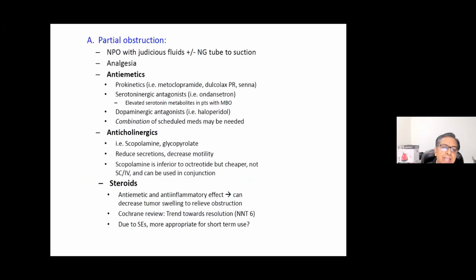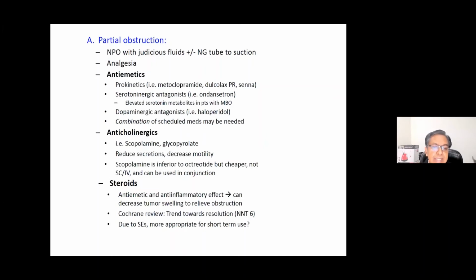In case it is a partial obstruction, some amount of NPO with judicious fluids, with or without an NG tube, which may not be required for all patients. Providing them good analgesia, we can start them on antiemetics when there is a partial obstruction. The use of prokinetic agents remains one of the good options. Metoclopramide can be started. Even ondansetron can be added in these patients. If they are having refractory nausea, haloperidol can be added as a rescue measure.